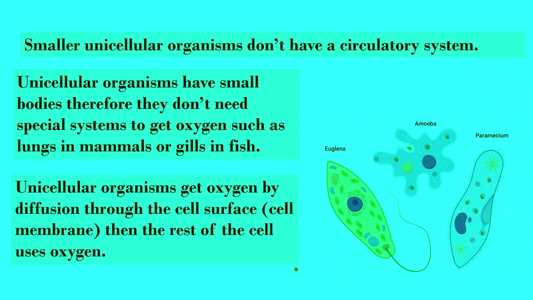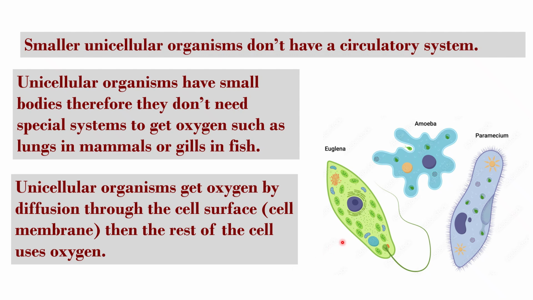Unicellular organisms get oxygen by diffusion. This means that the oxygen surrounding them in the environment, simply the oxygen goes through their cell membrane. This motion or movement of oxygen through the cell membrane is called diffusion. The rest of the cell can use the oxygen. So oxygen is going through the cell membrane, which is also the cell surface.